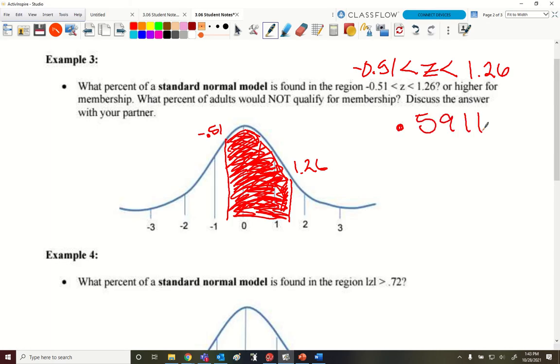Which as a percent is 59.11%. You guys feel pretty good about this? Hopefully.